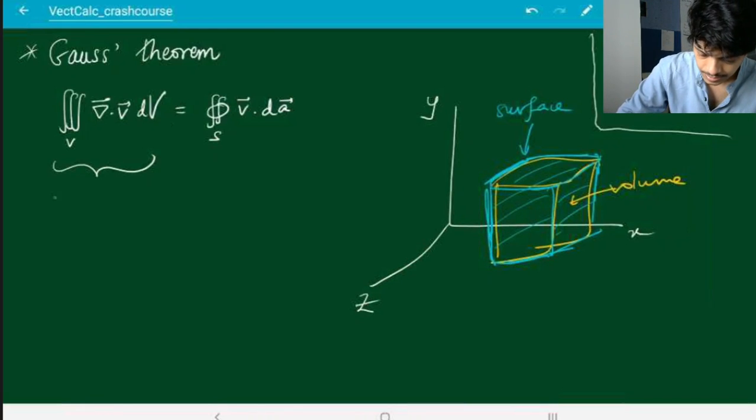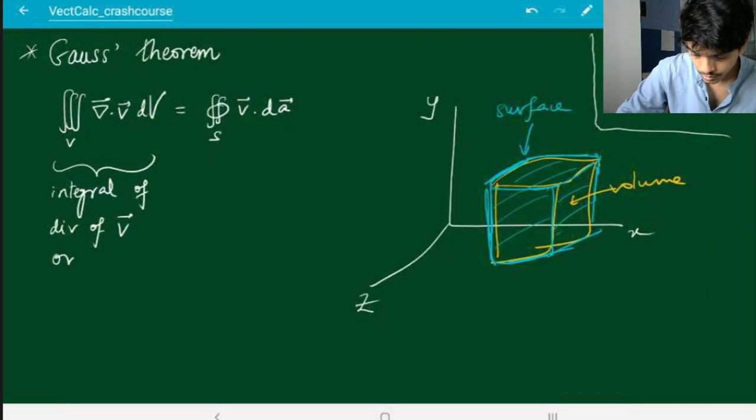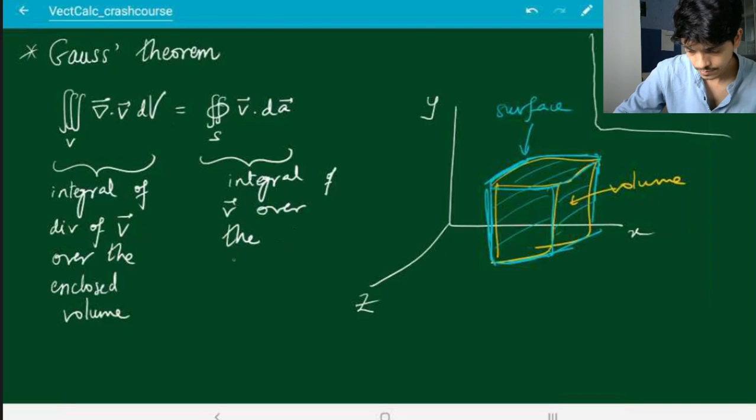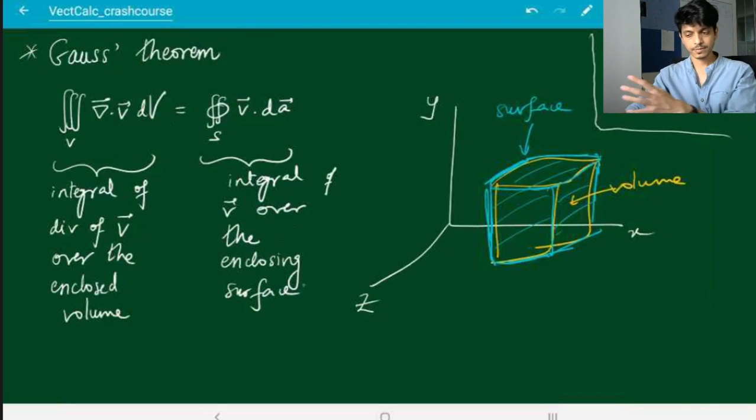So this is the integral of divergence of V over the enclosed volume, and on the right hand side what you have is an integral of V over the surface that encloses it. So it's relating what's happening in the interior with what's happening on the boundary. So this is Gauss's theorem.